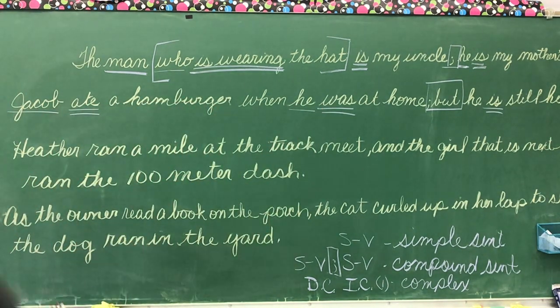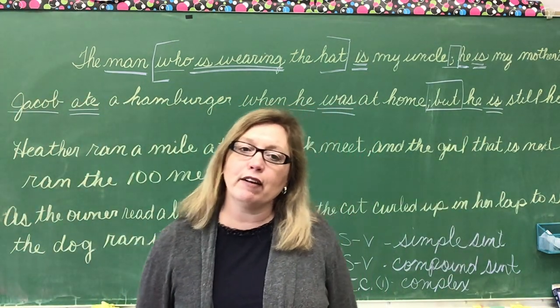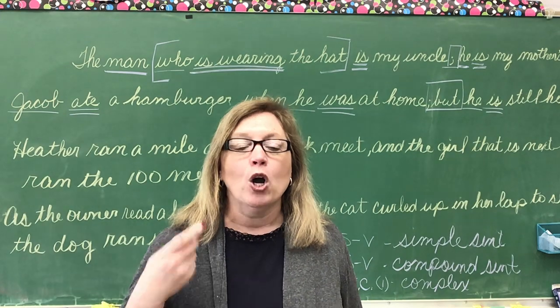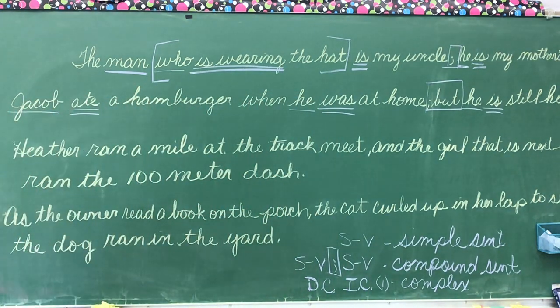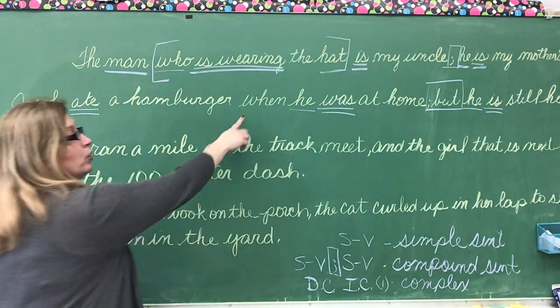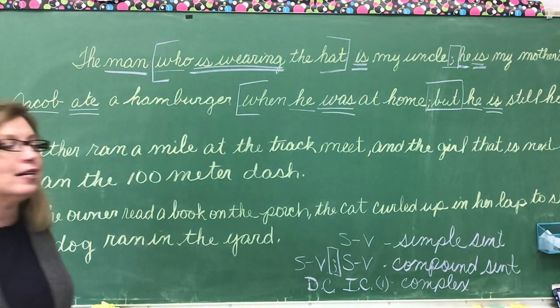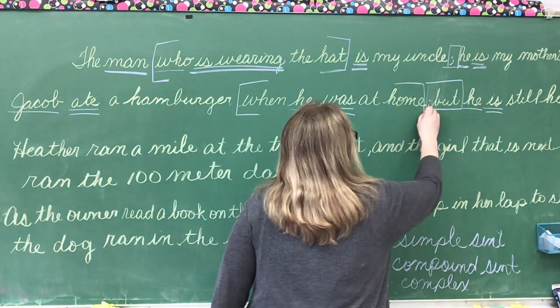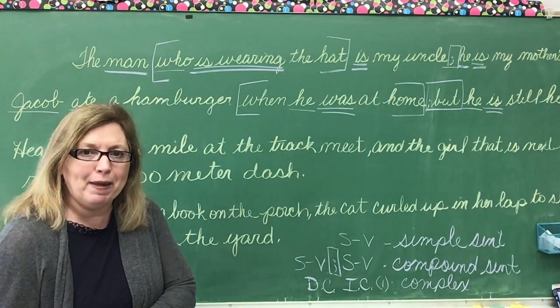Who or what is? He is. Now let's look and see if there's a relative pronoun or subordinating conjunction. Do you see one? I hope you do, because you should see the word when. Okay? When he was at home. Okay? So now, do we have two independent sentences?